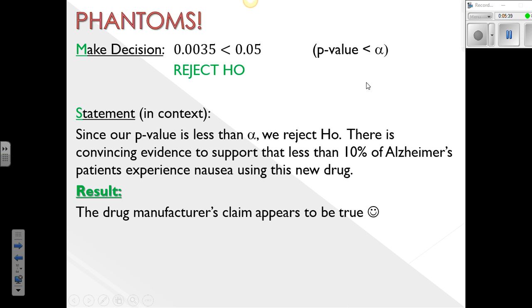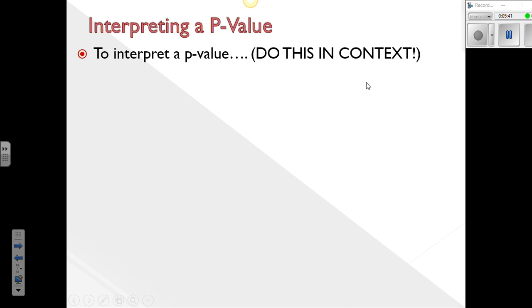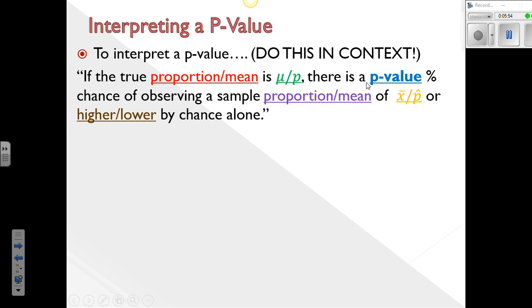Nope. All right, so we need to go to the next part with interpreting a p-value. Now, to interpret a p-value, remember, a p-value is the evidence you have against the null hypothesis, assuming that null hypothesis is true. So what that probability really means is, if your true proportion or mean is exactly what you say it is, then there is a p-value % chance of observing the sample proportion or sample mean as extreme or more by random chance.